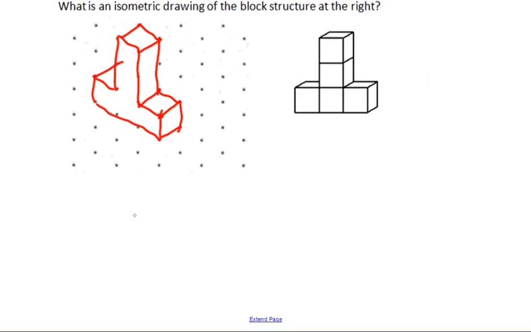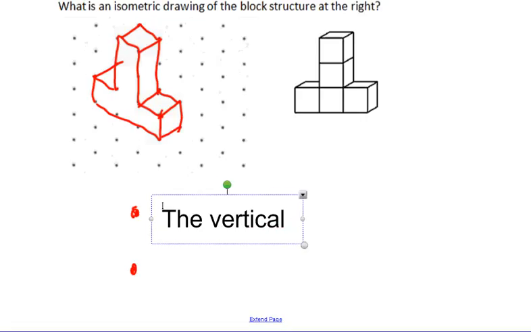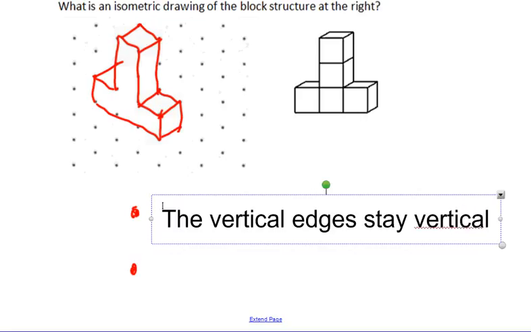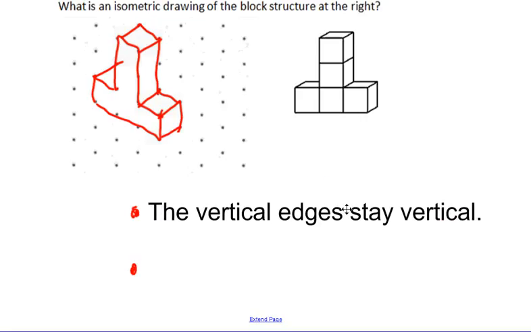I'm going to make just 2 bullet points here. The first one is that the vertical, that means up and down, the vertical sides or edges stay vertical. Because I know there's a lot of angling in here, but the vertical edges actually stay vertical. I don't know if you noticed that. I can show you that right here. See, these vertical sides are still all actually vertical up and down. And it's the other ones that are angled.